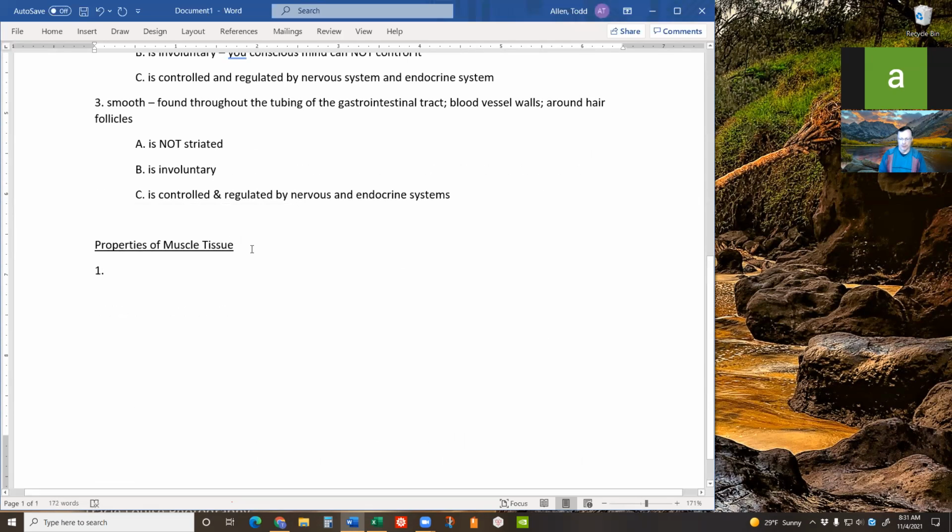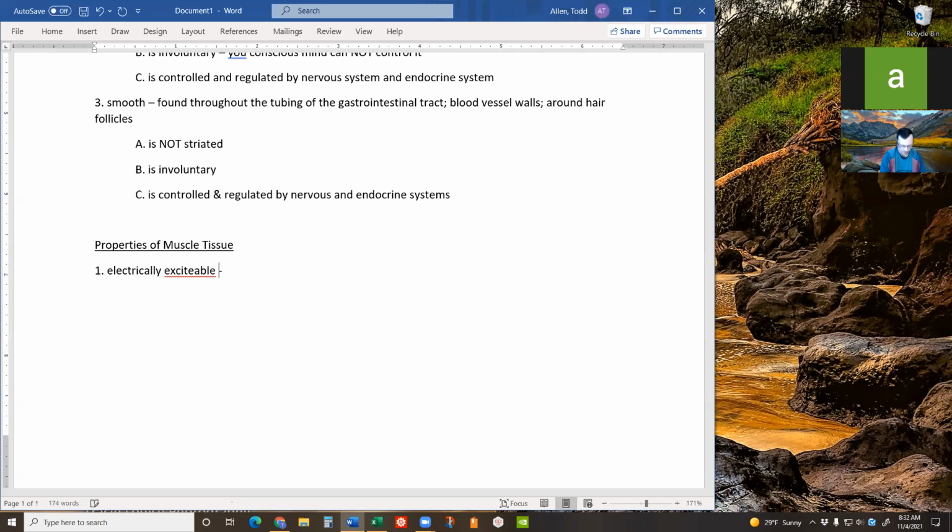All right, so muscle tissue is electrically excitable. And that's a pretty amazing property. Basically, what that means is that your nervous system is capable of activating the muscle tissue to contract in a coordinated way.